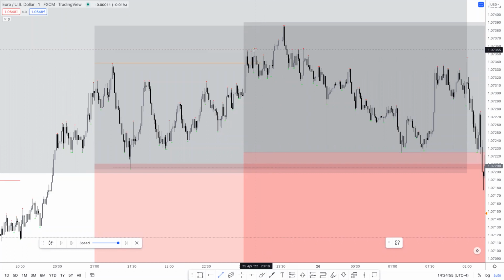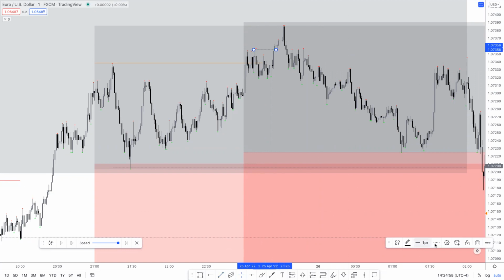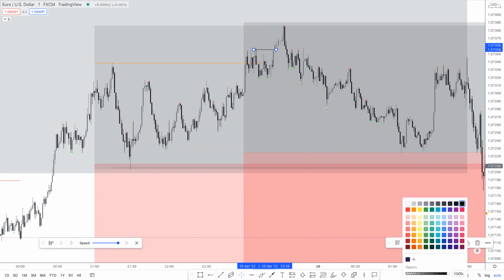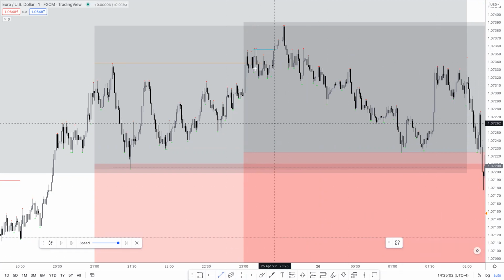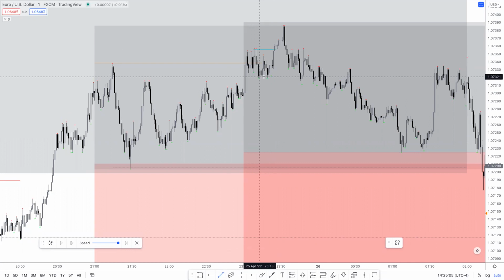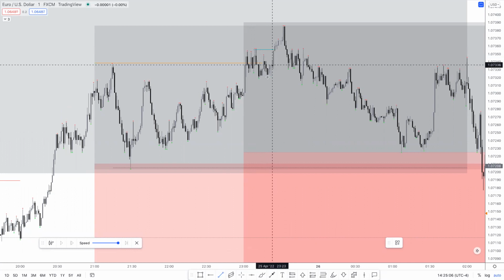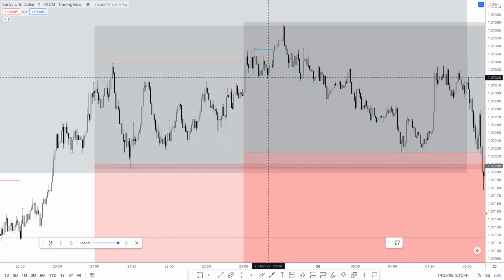Here's that clear accumulation, right? We take the tops of that. We can clearly see we have manipulated the top of that accumulation, right? Now we need to find the lows of that accumulation that came and broke those highs. Those would be all these down here. We want to find that lowest point right here.